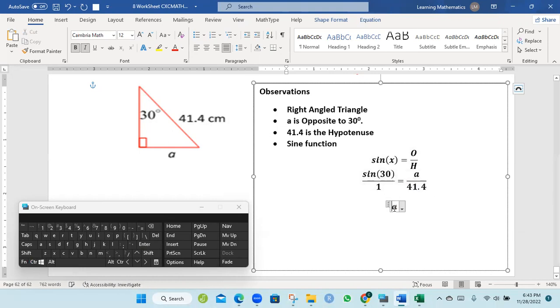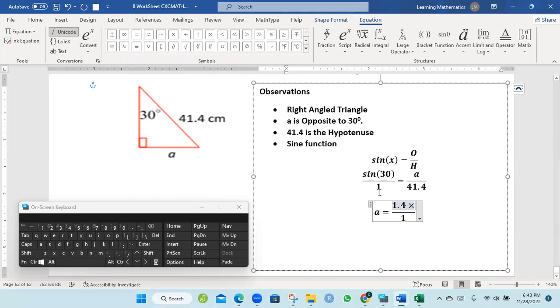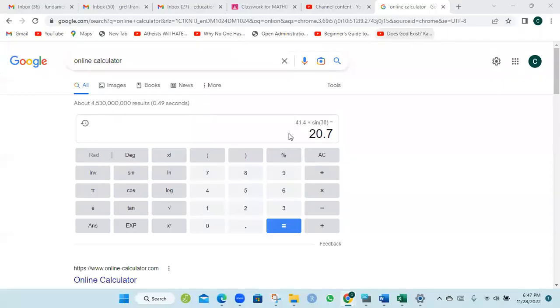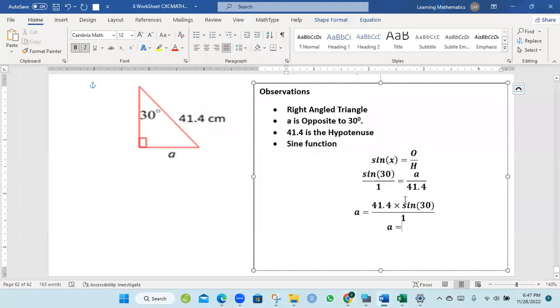So therefore now A is equal to, let's put our divide by 1. And up there now we're going to put the 41.4 multiplied by sine of 30. So 41.4 multiplied by sine of 30 is equal to, put this in the calculator. According to the scientific calculator, 41.4 times sine of 30 is 20.7. So therefore now A is equal to 20.7 centimeters.